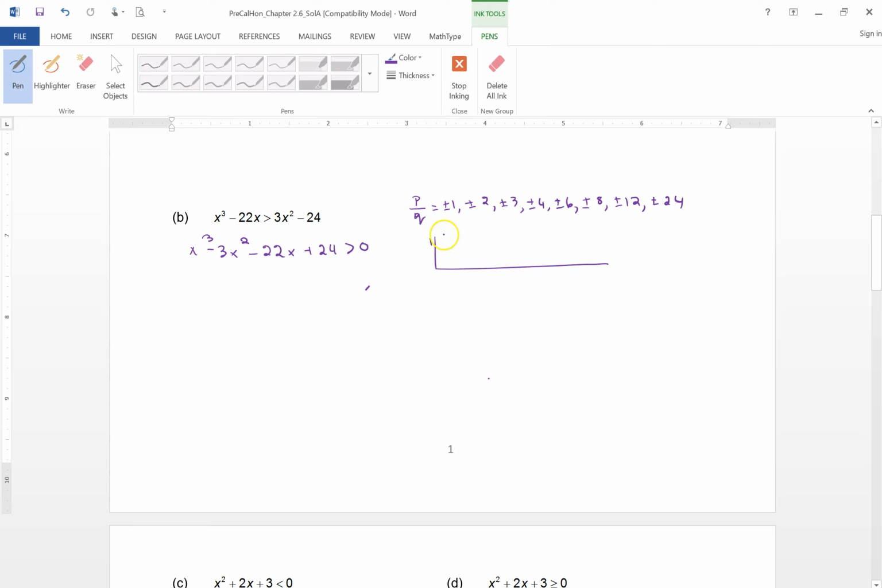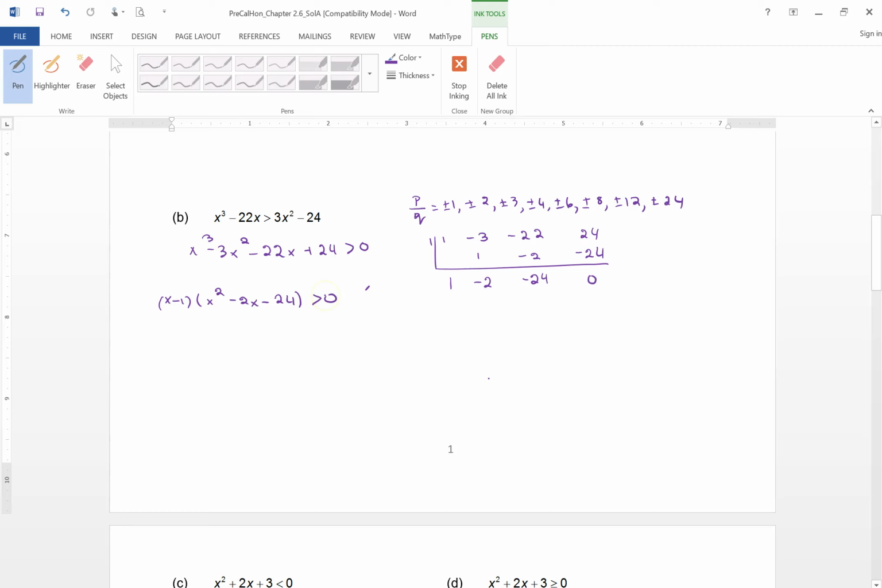Let's see if 1 works. The coefficients are 1, negative 3, negative 22, and positive 24. Using 1 gives you 1, negative 2, negative 24, 0. It works. So this factors as (x minus 1)(x squared minus 2x minus 24) is greater than 0.